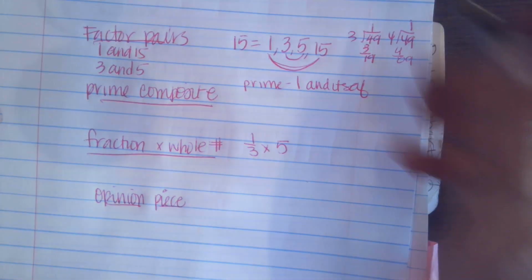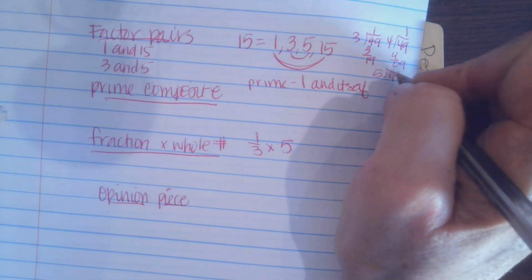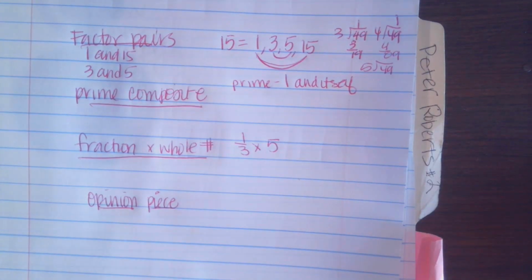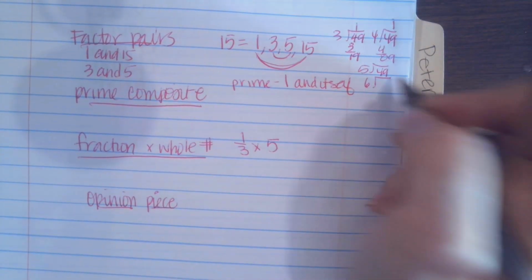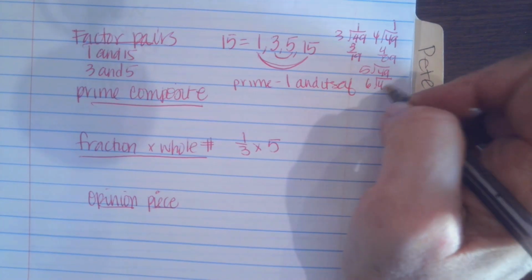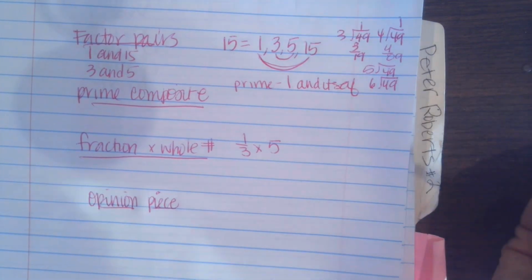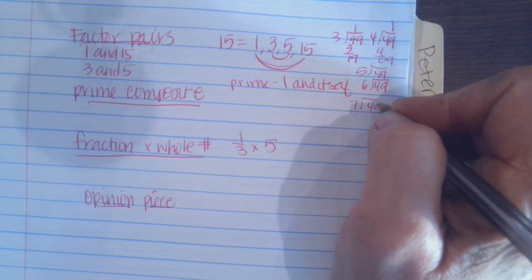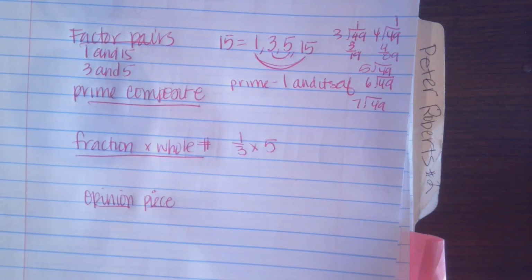I can stop. Does 5 go into 49? No, because every single 5 ends in a 0 or a 5. That does not. Does 6 go into it? No, because 6 times 7 is 42 and 6 times 8 is 48. That is not a 49. Does 7 go into it? Yes, it does. And you do that for the whole entire way till 25. And I know it's a pain, but you will not miss any factor pairs.